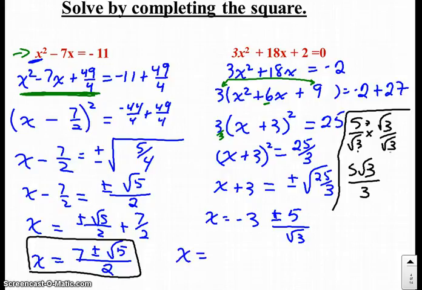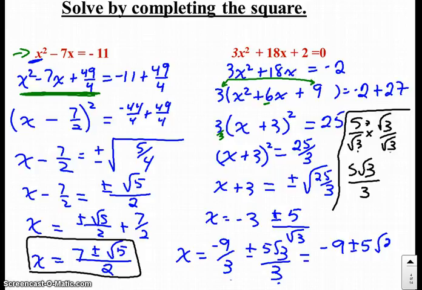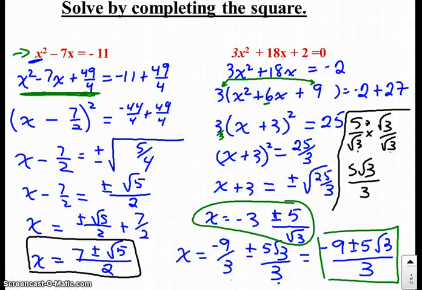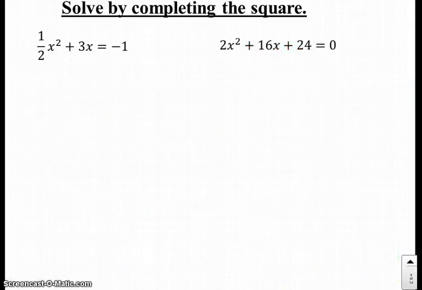Instead of negative 3, then I'm going to write this as negative 9/3 plus or minus 5 radical 3 over 3. So I now have a common denominator of 3, and I can write this as a single expression, negative 9 plus or minus 5 radical 3 all over 3. So this is a fine solution, but if we rationalize the denominator, there's the best solution. All right, let's try a couple more.